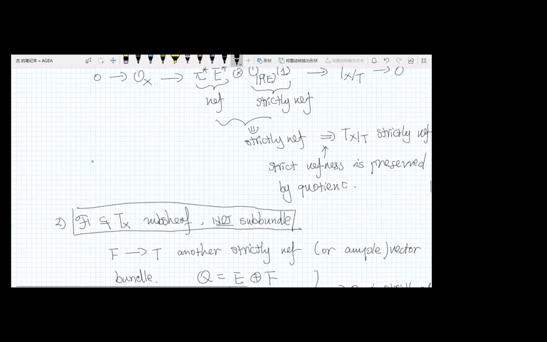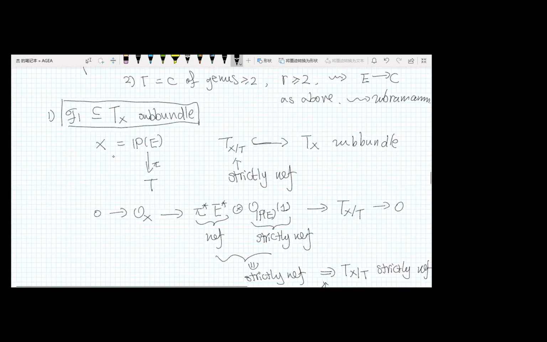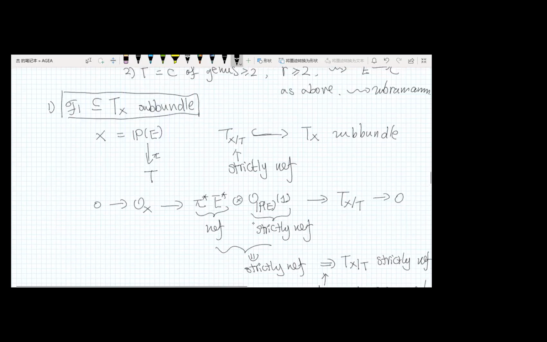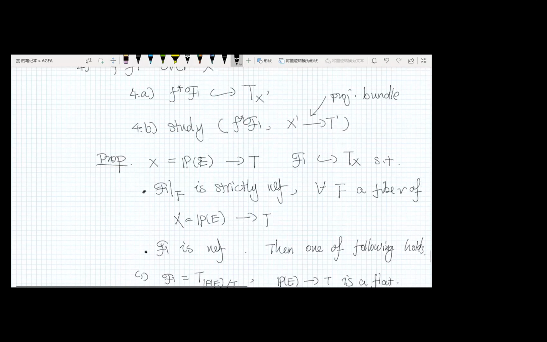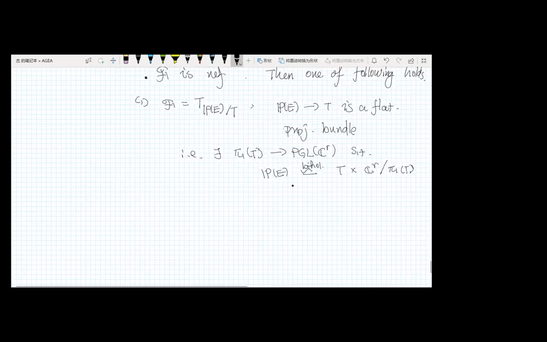So a sub bundle here. Okay, this is in fact in our case here. So this is exactly the first example constructed here. And now I want to say the second possibility for F. The second possibility is that F itself is so-called numerically flat, numerically projective flat.